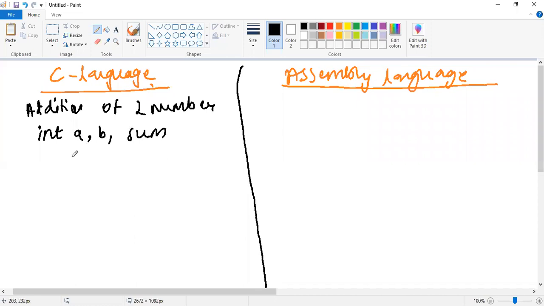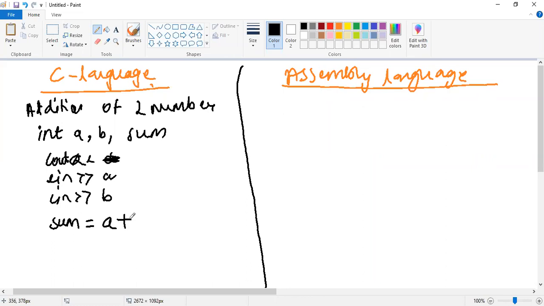So how will we do it? First of all, we'll take input from the user in a, and then in b. Then we will add them up. Where will we store it? First we add up, and then we have to move this result into sum. We will write it this way: sum equal to a plus b. So now my a will come here.